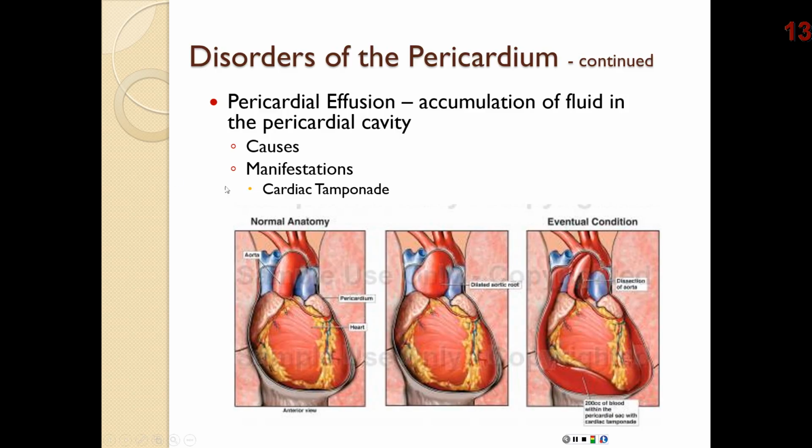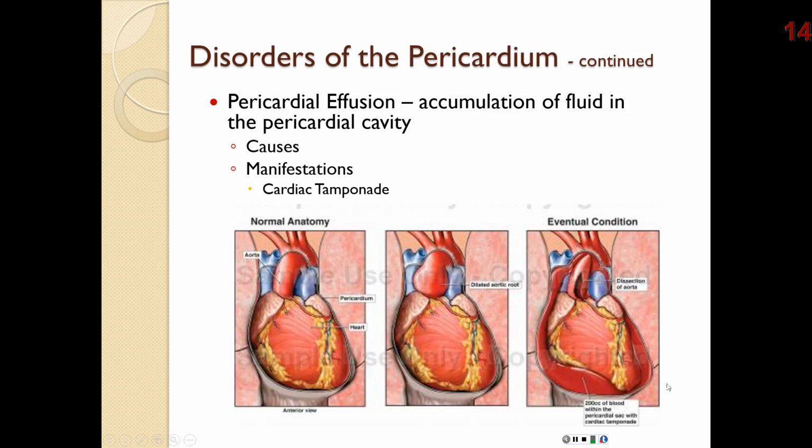The manifestations are very similar to pericarditis. I don't need to go through them all again. The issue there is, again, the heart doesn't have room to expand. Here's a good picture of what can happen when you have a really large accumulation. See, this is the pericardium here, and you have this large accumulation of fluid pushing against the wall and not allowing the ventricles to relax.